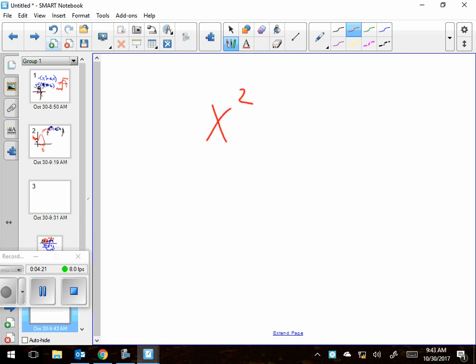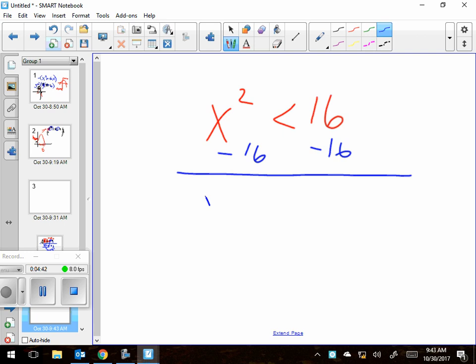Let's get a really simple one here. Why is that a quadratic? Well, first of all, it's got an x squared in it. Okay, and I've told you before that if you can factor it, you should. To have a chance of factoring this thing, we should probably put it all over on one side by subtracting 16 from both sides, and I have x squared minus 16 less than 0.